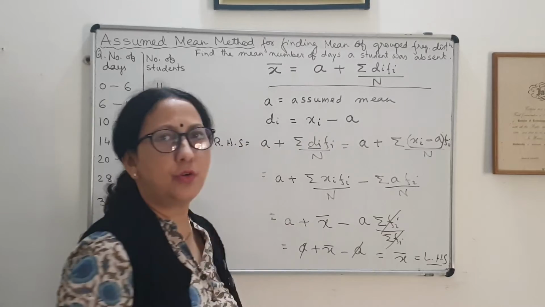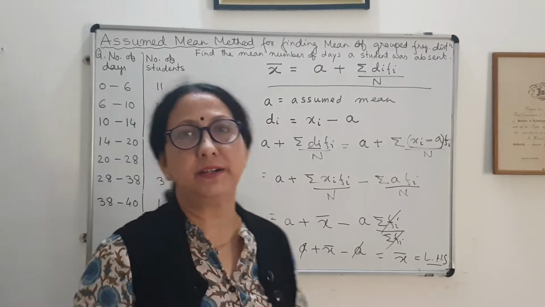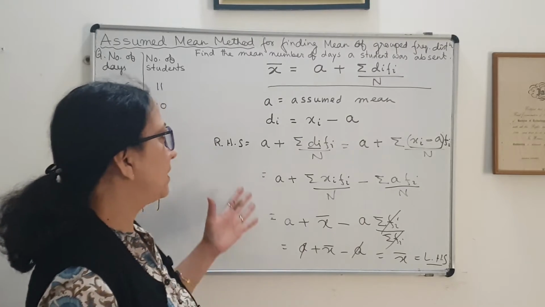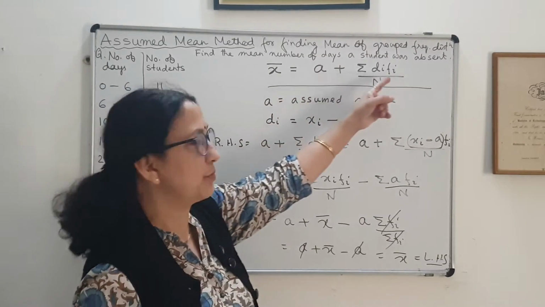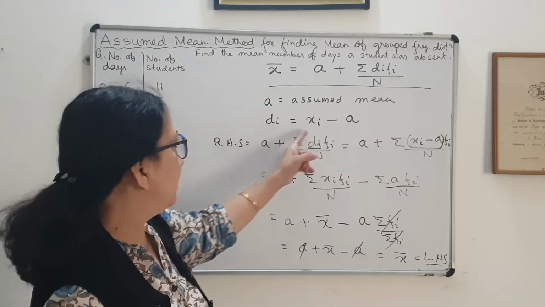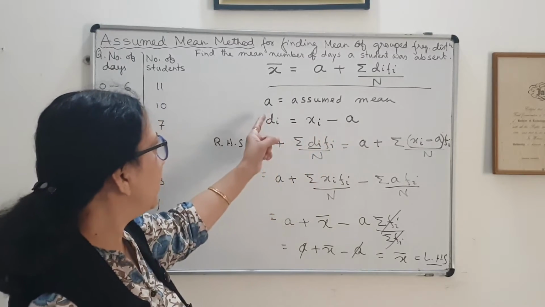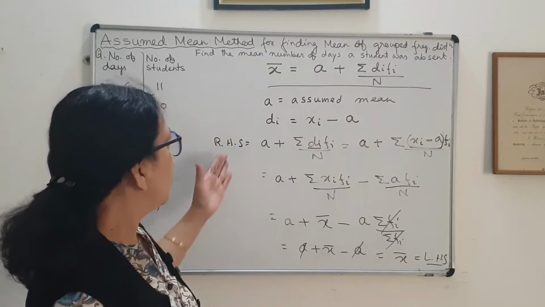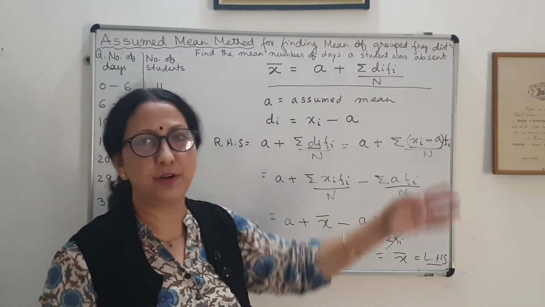So whether you find the mean by direct method or assumed mean method, the result will be the same. Only the method is different. We'll be using a different formula with a new variable, and you assume a mean, a central value of the data, to be the mean. So I've shown you the justification of the formula.